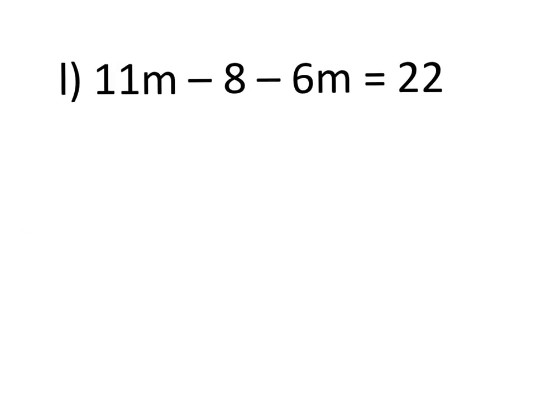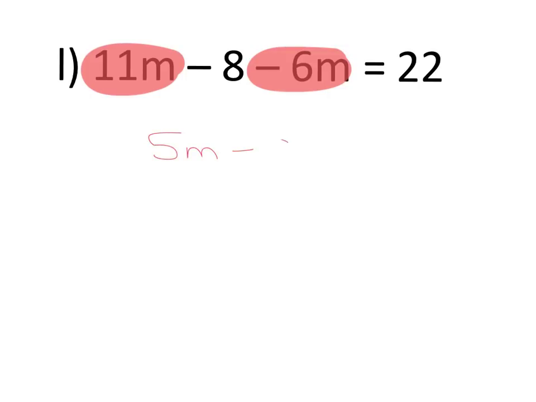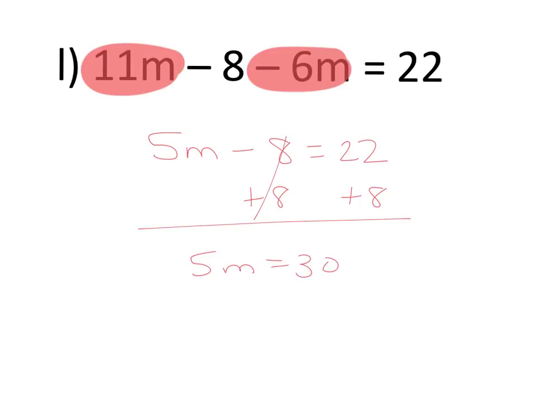All right, we're also going to get some multi-step ones like this where you're going to need to go ahead and combine like terms first. So you'll need to go ahead and kind of clean it up before you start moving side to side. So go ahead and start by combining the like terms. So 11 minus 6 is 5m, minus 8 equals 22. Now that you've gotten here, this is just kind of a multi-step that we just worked on. So go ahead and add the 8 first. So you get 5m equals 30. And then we're going to divide both parts by 5. So m equals 6. And that's going to be your answer.